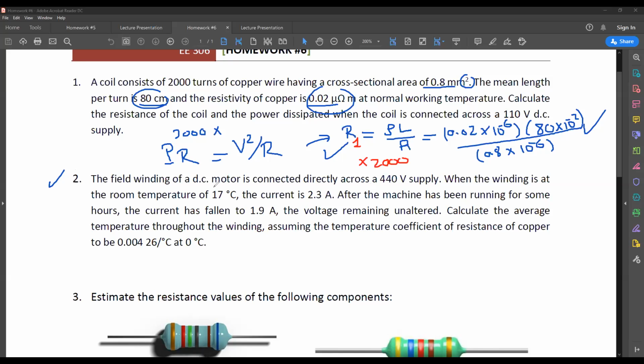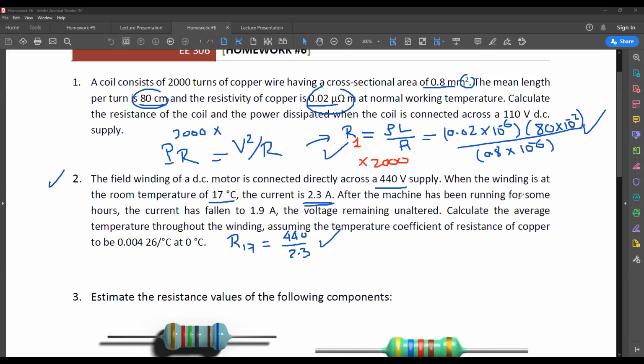We're talking about the windings of a DC motor. Whenever he talks about a DC motor or whatever application, it's exactly the same. You're talking about a resistance at the end. The field winding is just a resistance connected directly across a 440 volts supply. The windings were at room temperature, 17 degrees centigrade, and the current at that time was 2.3 amperes. So R17 is equal to 440 over 2.3 amperes.